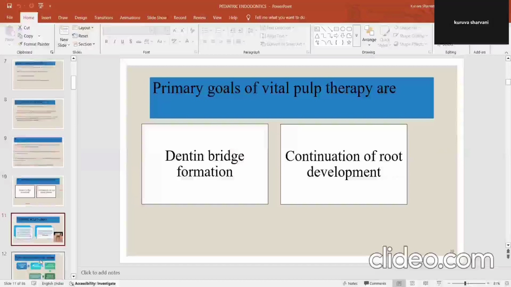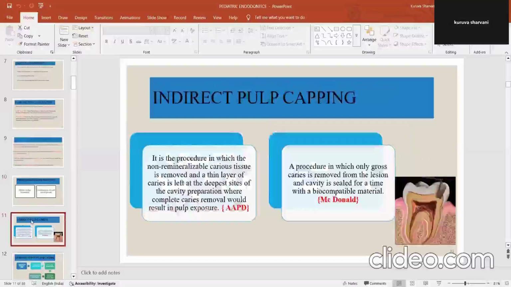Now, followed by next one, coming to direct pulp capping and indirect pulp capping. What is indirect pulp capping? It is a procedure where the non-remineralizable carious tissue is removed, and only that amount of tissue is removed, whereas the deepest layer of the pulp is kept intact. They think that this pulp has the capacity to regenerate, and it makes the pulp tissue healthy.